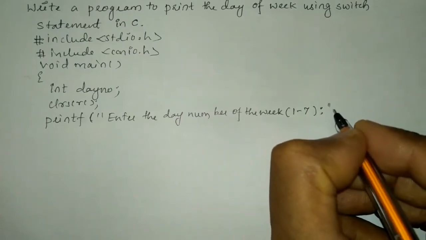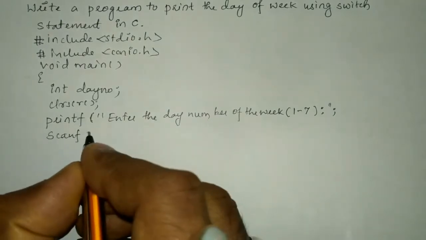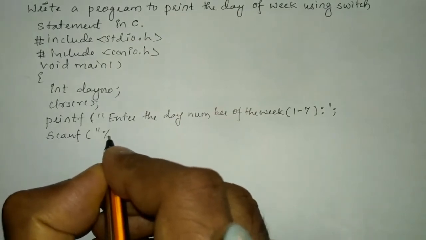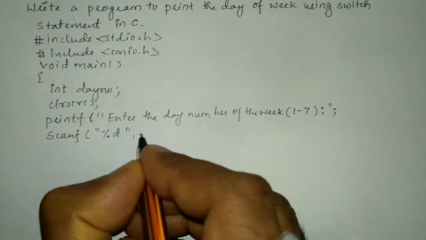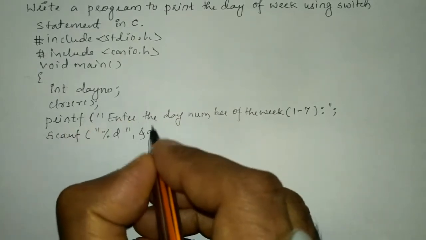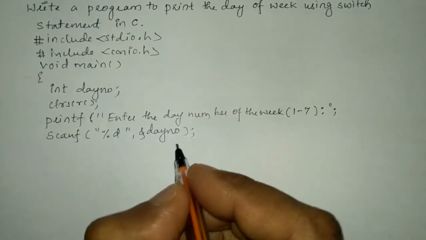1 to 7. Now put semicolon, and we will receive the response from the end user through keyboard using scanf function, and here we'll write %d double quotation mark and put comma ampersand. Here the variable name is day number and put semicolon.